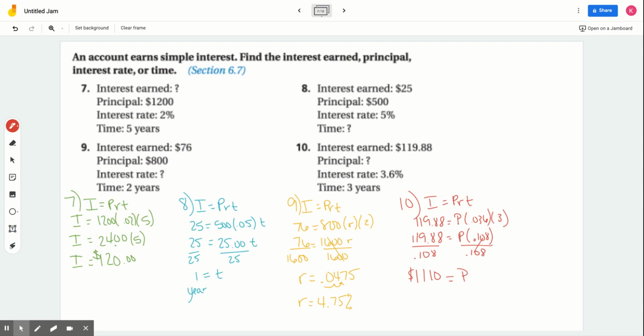So 119.88 equals P times 0.036 times 3. Now we multiply 0.036 times 3 to get 0.108. Divide by that number on both sides to find that the principal is $1,110. So that's how much we're starting with. Now remember, no matter what piece of information you're trying to find, you're always going to use that same formula, I equals PRT, and solve for the missing piece.